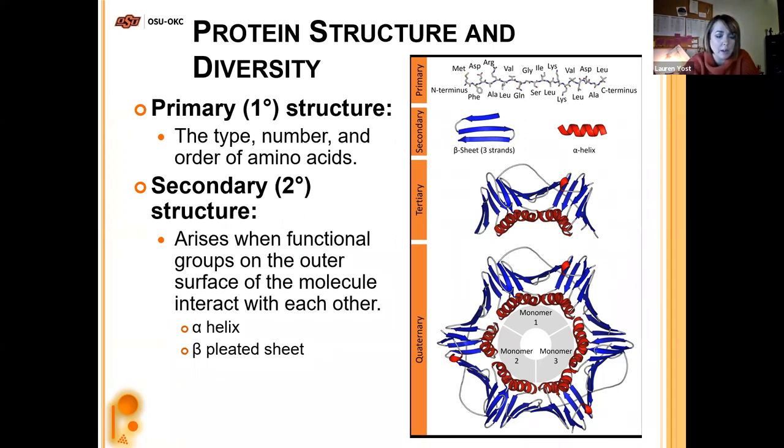So here's pictures of the beta sheets, literally flattened out. That's what we're talking about, beta sheet. The alpha helix is coiled like a helix. It should be pretty simple to remember the shapes at least.